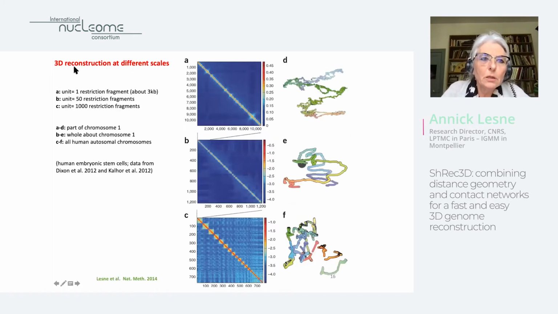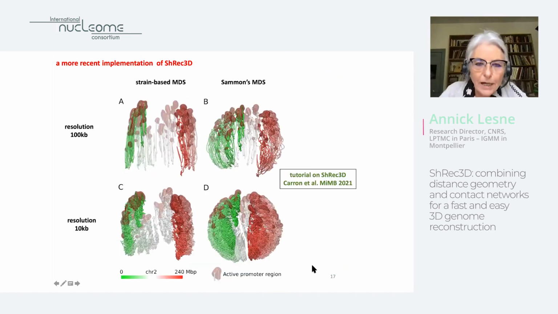This algorithm makes possible a reconstruction at different scales, either at a fine resolution for a segment of a chromosome, or the whole chromosomes, or even the whole genome. So this picture is the one published in the original paper in 2014, and this one is what we are able to reconstruct today using this algorithm with some improvements. In particular, the improvement is the way to truncate the matrix, the way to approximate a 3D structure from the whole distance matrix. And you see, it's possible to go for a whole chromosome, here the human chromosome 2, at as fine a resolution as 10 kb.